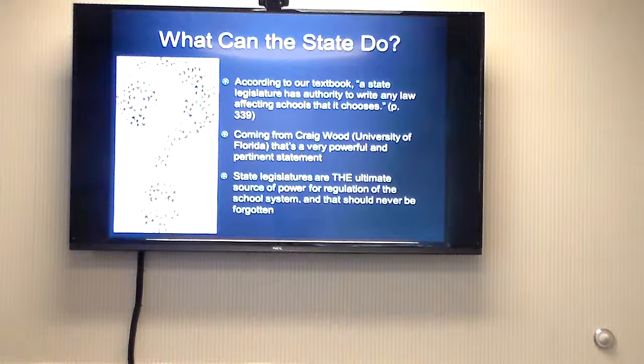So the state legislature has the right to write any law affecting schools that it chooses. And that comes directly from our buddy at the University of Florida. It's the ultimate source of power for regulation of the school system. The state legislature makes the rules, they make funding decisions, and do not forget that. Keep that in mind. That is a big takeaway message and a huge idea in how our school systems work. And you can't lose sight of that when you're looking at what the school systems are.